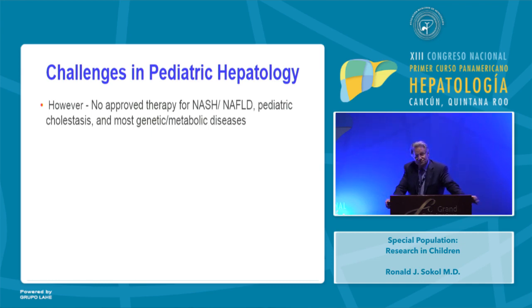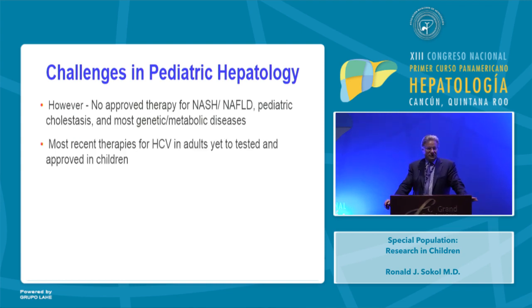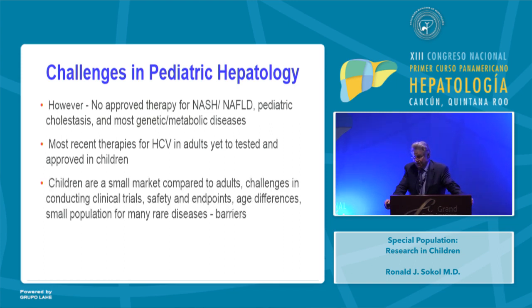So, the most common childhood liver disease, NASH or NAFLD, right now, there's no treatment for it that's FDA approved in the United States. We also have no FDA-approved treatment for pediatric cholestatic diseases and most genetic and metabolic diseases. So this really creates a dilemma on how to treat children with drugs that have never been tested in children, but might have some efficacy in adults. Most of the recent therapies for hepatitis C have yet to have clinical trials run in children.